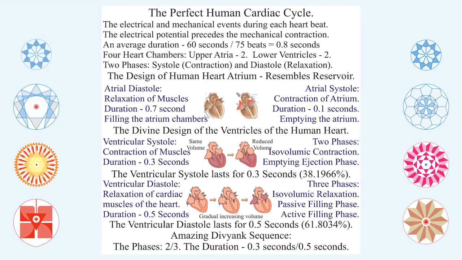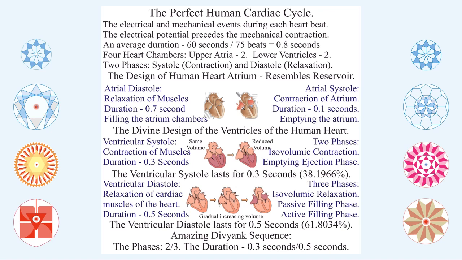Now, what I spoke about was the conducting system as well as the diastolic system. Now let's understand the same thing with a perfect human cardiac cycle. The electrical and mechanical events during each heartbeat are called the cardiac cycle. Electrical potential precedes the mechanical contraction; that is the second fact I want everybody to remember. The average duration per heartbeat is 0.8 seconds. That means 60 seconds divided by 75 beats is 0.8. So let us say each heartbeat lasts for 0.8 seconds.